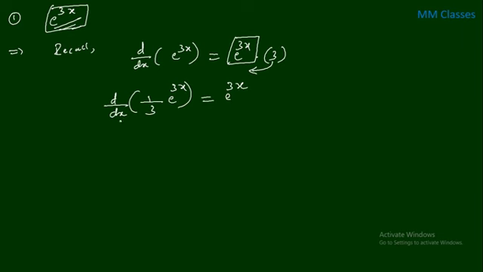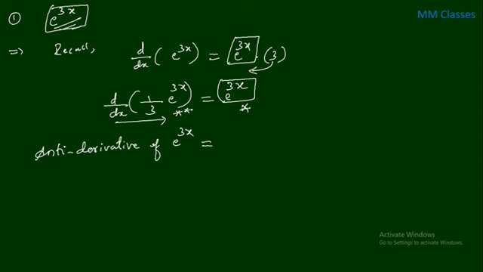ಸೊ ಹಾಗಾದರೆ ಡೆರಿವೇಟಿವ್ ಆಫ್ 1/3 e to the power 3x ಈಸ್ e to the power 3x, ದೆನ್ ಆ್ಯಂಟಿ ಡೆರಿವೇಟಿವ್ ಆಫ್ e to the power 3x, ಸ್ಟಾರ್ ಮಾರ್ಕ್ ನೋಡಿ, ಈಸ್ ಈಕ್ವಲ್ ಟು, ಏನು ಬರೀಬೇಕು ನಾನು? ಈ ಡಬಲ್ ಸ್ಟಾರ್ ಮಾರ್ಕ್ ಬರೀಬೇಕು. ವಾಟ್ ಇಸ್ ದ್ಯಾಟ್? 1/3 e raised to 3x. So this is your answer.